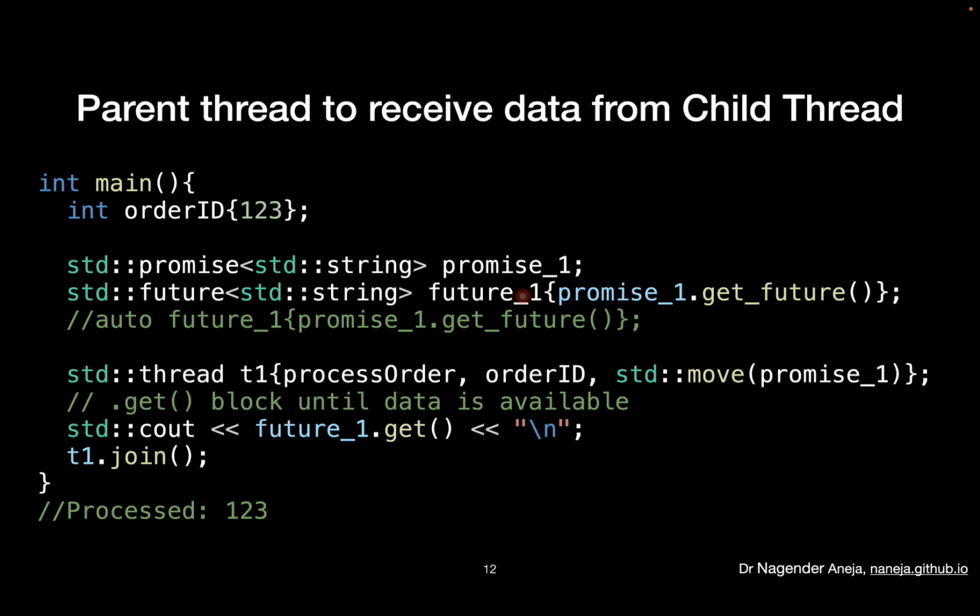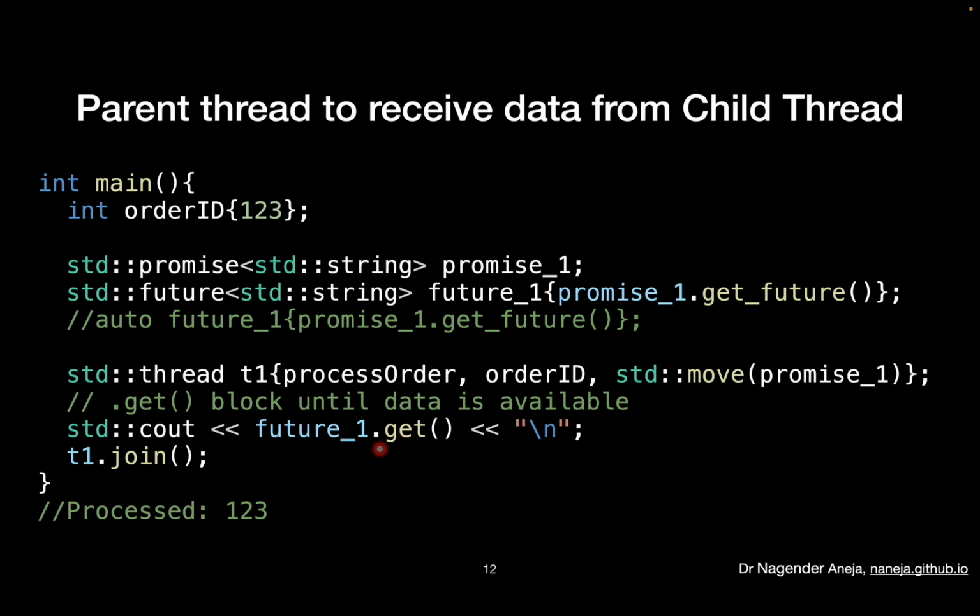Okay, so this is how we have linked these two, and now we are saying that create a thread, use this process order. These are the arguments, and then use the standard move. Okay, so promise one has been moved to this because we created this function process order. Process order needs two arguments. The first argument was order ID, and the second one was the promise, which is the R value reference. So we use the move semantics to create its R value reference and that is assigned to that. And then the thread function can set the value on promise one.